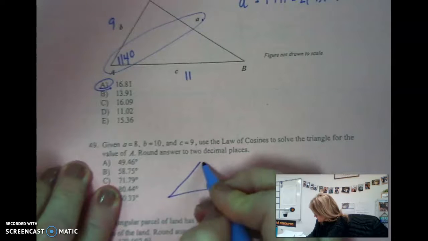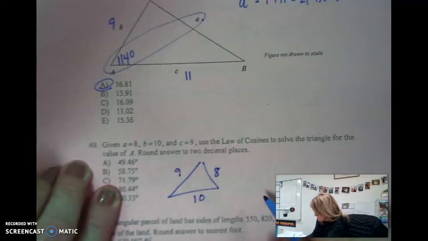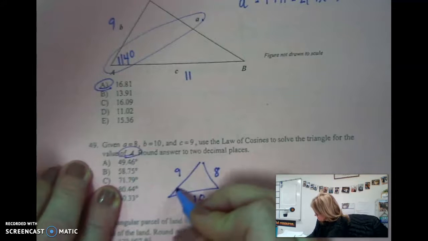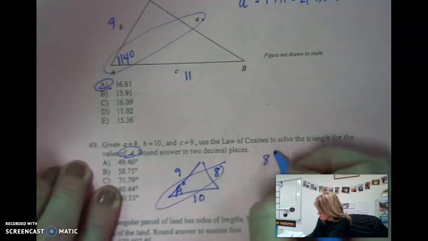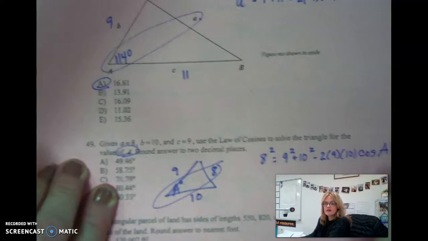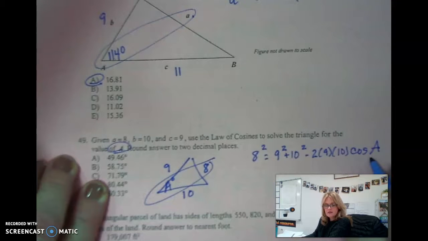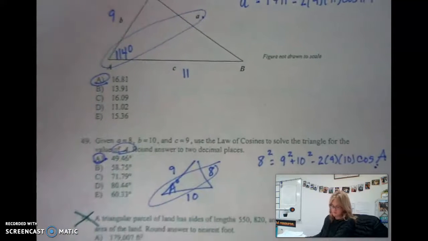Number 9, again using the law of cosines, we're given side A, side B, side C, and they want us to find angle A. So again, there's my match, so 8 squared equals 9 squared plus 10 squared minus 2 times 9 times 10 times the cosine of angle A. And because you're finding an angle, at some point in time you have to use the inverse key on your calculator, and you should end up with A.